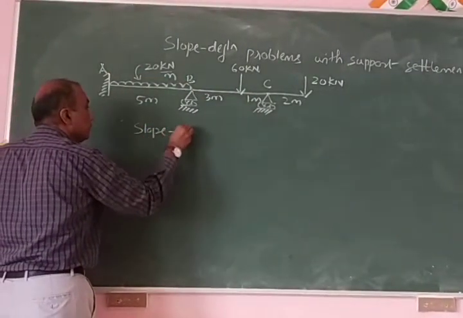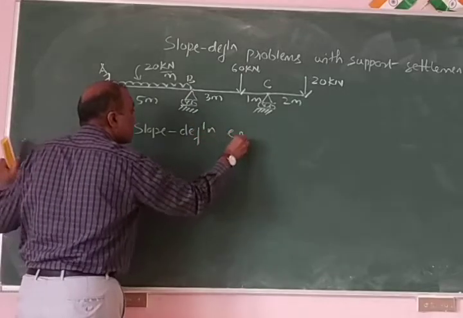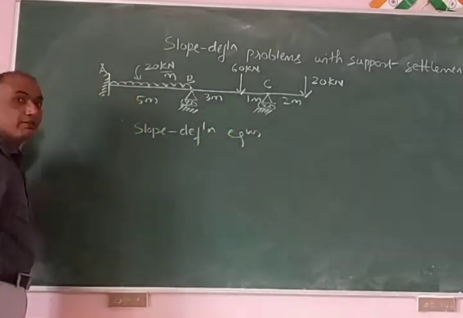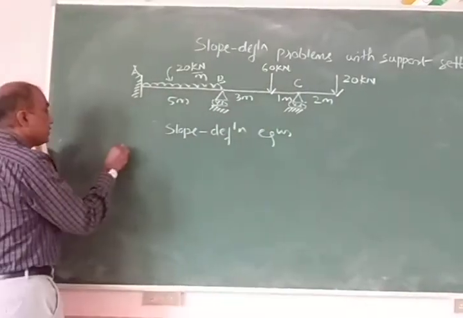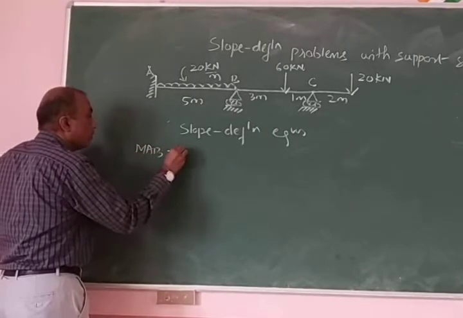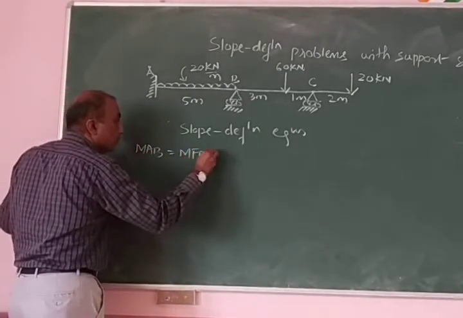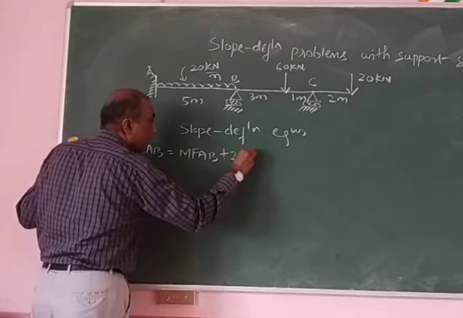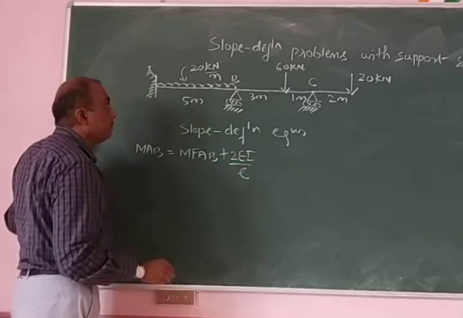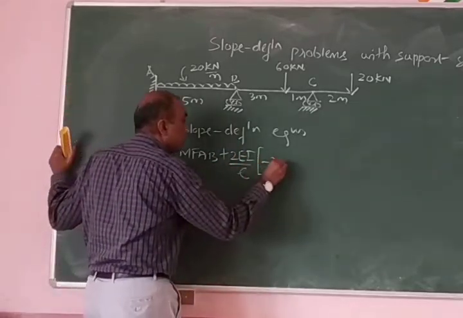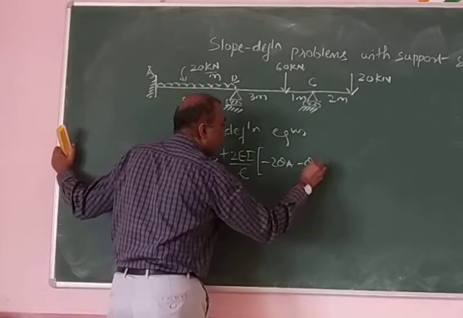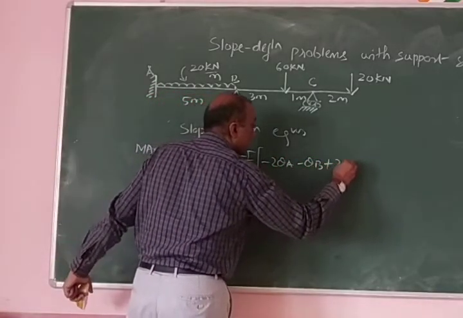Slope deflection equations. How many? 4 equations for each member too. First is MAB is equal to MFAB plus 2EI upon L of AB minus 2 theta A minus theta B plus 3R.